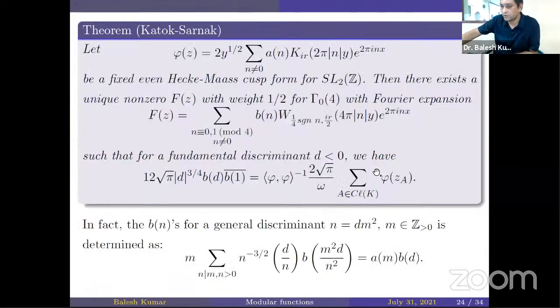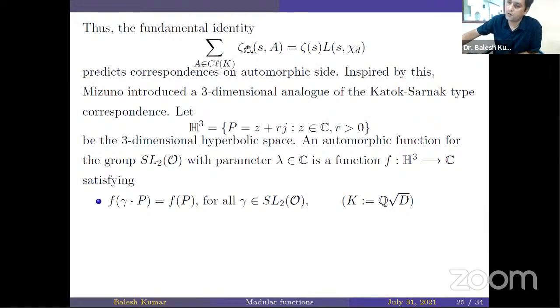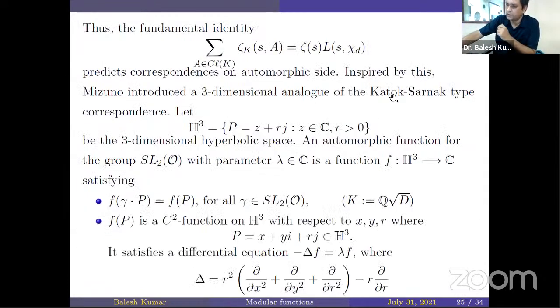So motivated by this, what we would like to point out is that writing the Dedekind zeta function in two ways, namely on one side as a sum and on the other side as a product, the sum and product are sort of responsible for predicting correspondences on the automorphic side. And motivated by this, the result of Katok and Sarnak, Mizuno introduced a three-dimensional analog of the Katok-Sarnak type correspondence. This correspondence is given in terms of Poincaré series, so let me just introduce this.